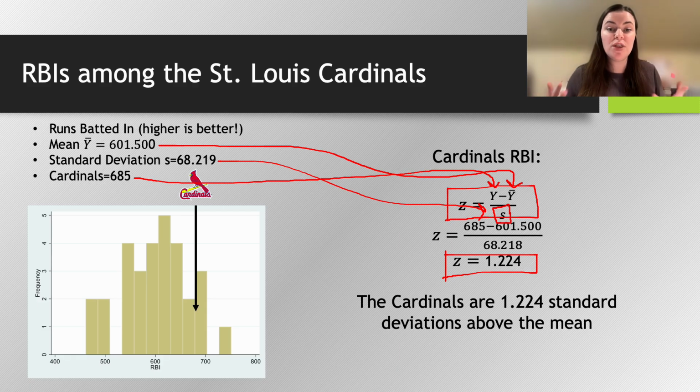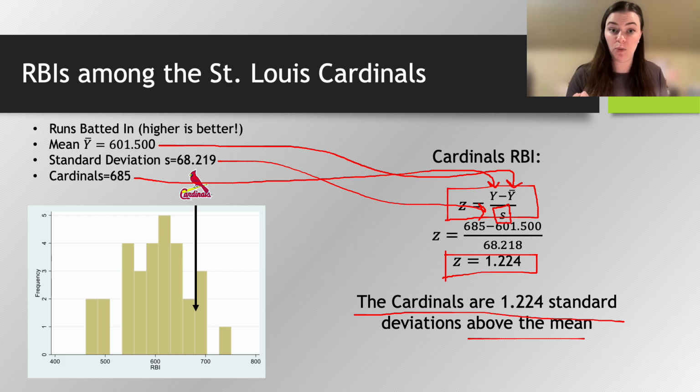In other words, remember that our z-score can be interpreted in terms of how much above or how much below we are in terms of our standard deviations above or below the mean. So in this case, the Cardinals are 1.224 standard deviations above the mean, which in this case is a good thing, right? Because RBIs are a good indicator that a team is doing well. And so relative to an average Major League Baseball team, the Cardinals are actually doing pretty good on this measure. They are better than a good chunk of other Major League Baseball teams. And so that's a good indicator in their favor.